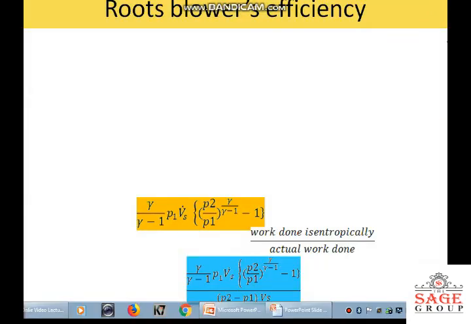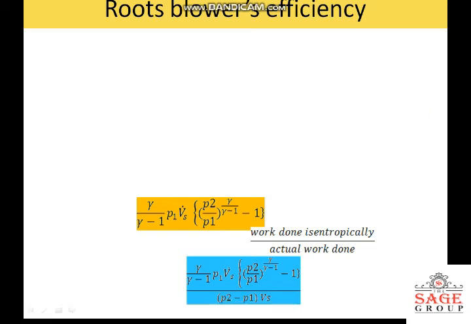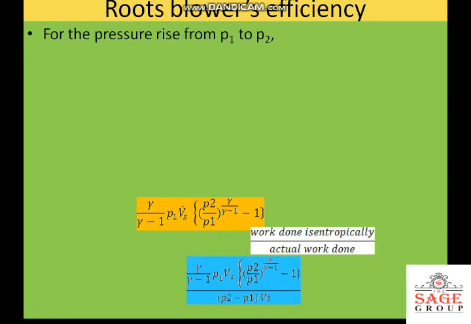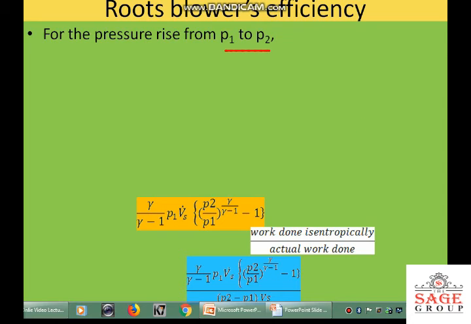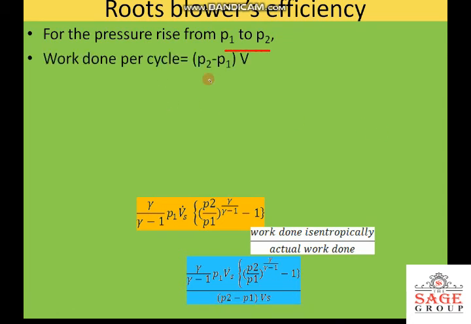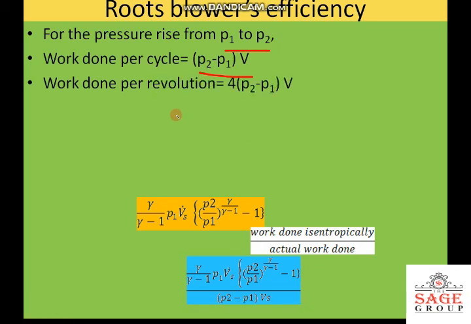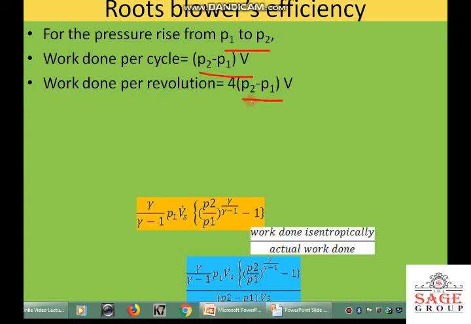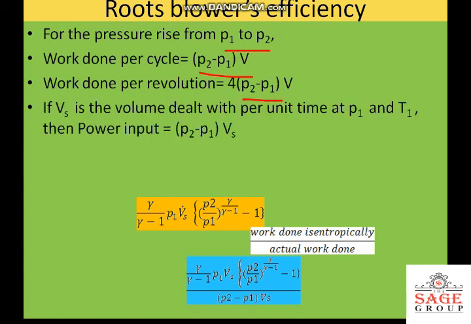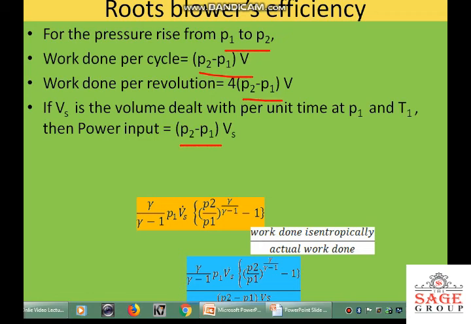Now we will discuss the roots blower efficiency. So what happens here? For the pressure rise from P1 to P2, the work done per cycle is the pressure difference into volume. So (P2 minus P1) into V. Now the work done per revolution is 4 times the work done per cycle. So it is 4 into (P2 minus P1) into V, and if Vs is the volume delivered per unit time at P1 and T1, then the power input is (P2 minus P1) into Vs.